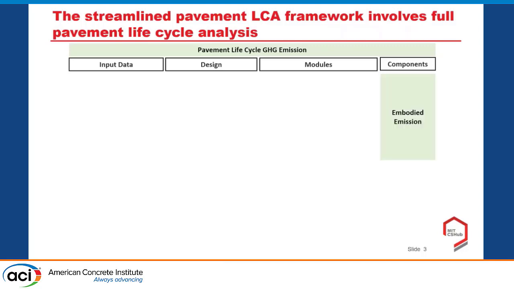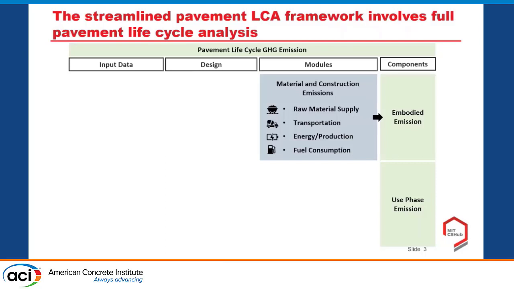Definitely we want to include embodied emission, which all the tools have included. But we also need to include the use phase emission, because the use phase emission seems more important than embodied emission for a long-term life cycle analysis. For the embodied emission, we need to consider the material and construction emission, which includes the raw material supply, transportation, and energy production and fuel consumption from the transportation and from the construction on site.